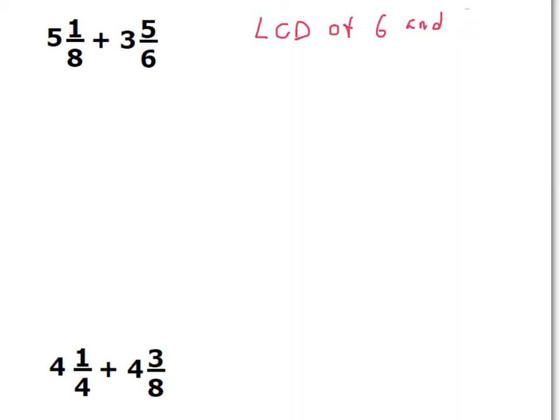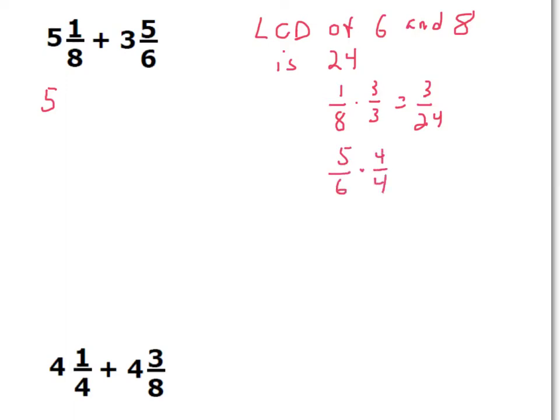So 6 and 8, one more time, the least common multiple is 24. So I want to make sure I get the fraction parts with a common denominator. If I take 1/8, to get my common denominator I have to multiply by 3 over 3. So that's equal to 3/24. And for the 5/6, I have to multiply by 4 over 4, and that's equal to 20/24.